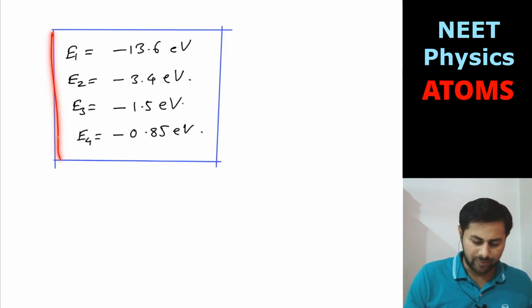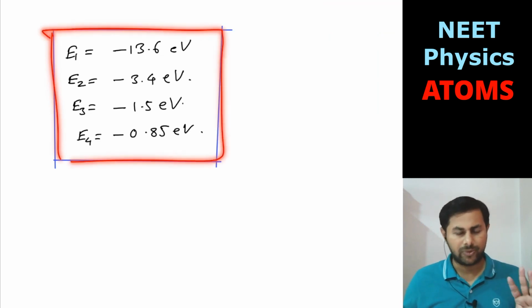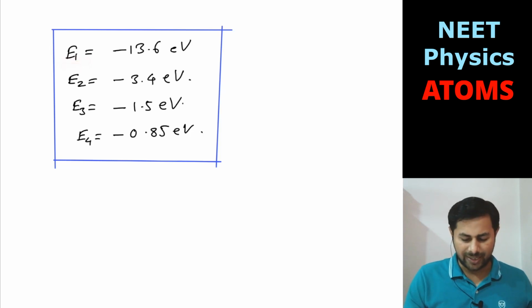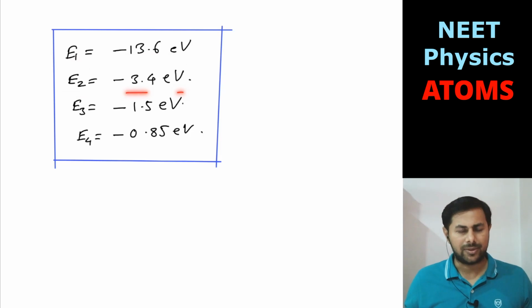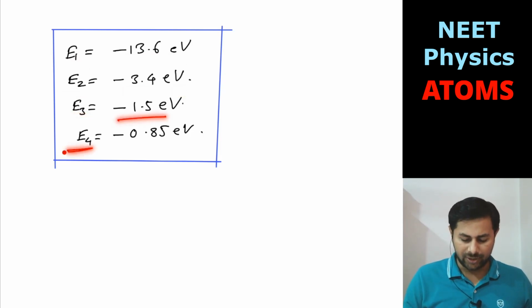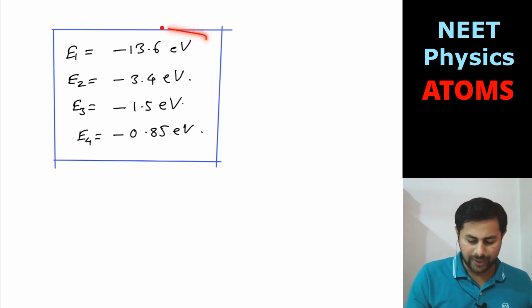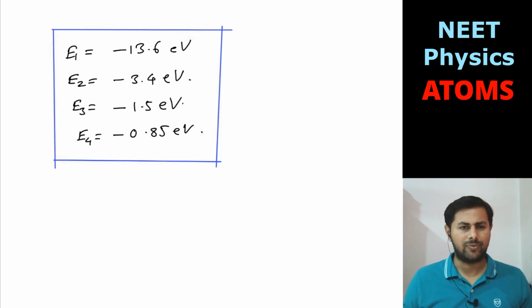Then it's better to remember the energies of the first 4 orbits of the hydrogen atom. So the energy of the first orbit is minus 13.6 electron volts. Energy of the second one is minus 3.4 electron volts. Energy of the third orbit is minus 1.5 electron volts, and energy of the fourth orbit is minus 0.85 electron volts, okay? We can calculate it, but it's better if we remember these 4 values at least, right? Because we need not spend any time in calculations, okay?